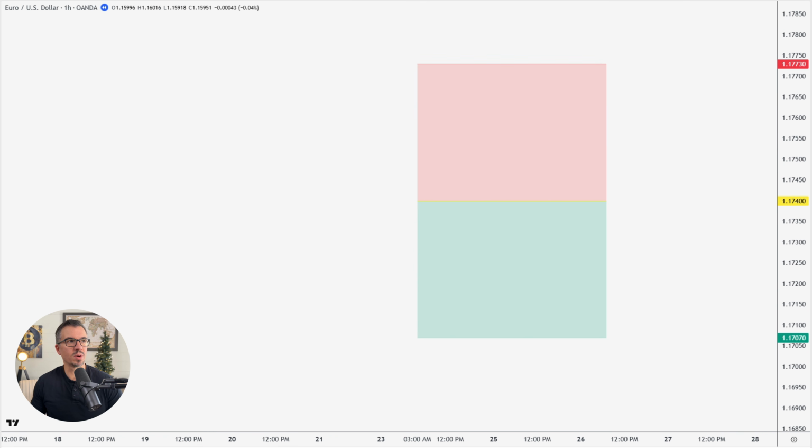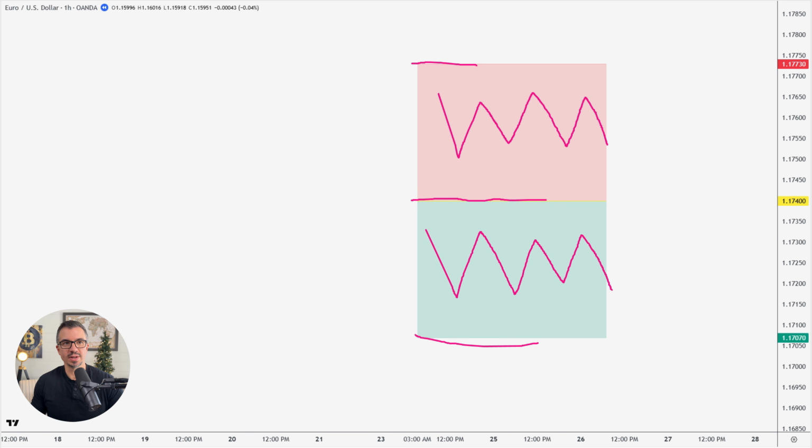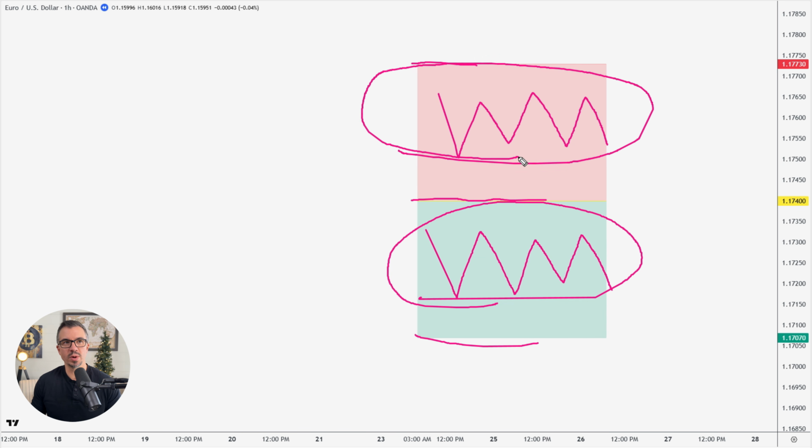So the idea behind premium and discount is very simple. Imagine that this is your swing high up here. Imagine this is your swing low. This is your 50% line. Everything up here is considered premium. Everything down here is considered discount. With the idea being that we want to look for buys in this discount window down here, and we want to look for shorts in this premium window up here.